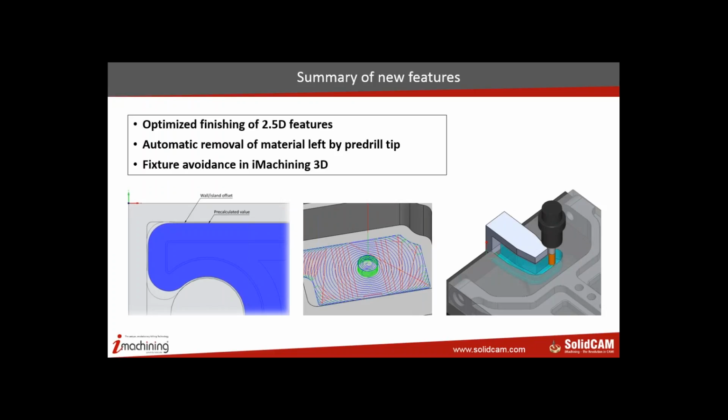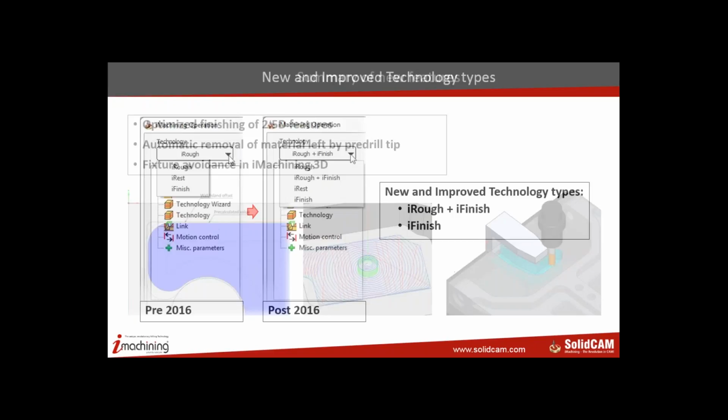New features in iMachining that I'm going to cover today include optimized finishing of 2.5D features. So you can finish in iMachining for something that you've done previously, and it'll automatically hold off the walls, for instance, when it's finishing the floor, and vice versa. Automatic removal of the material left by a pre-drilled tip. So if you've got a 180-degree drill that you've used for pre-drilling a hole, you can automatically remove it using the 2.5D. And also the fixture avoidance that I mentioned earlier on.